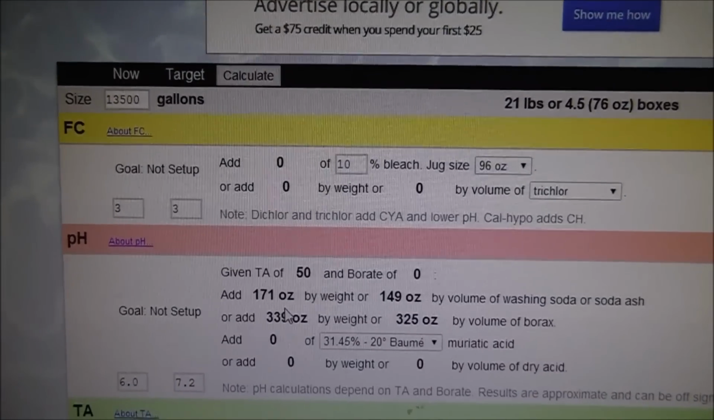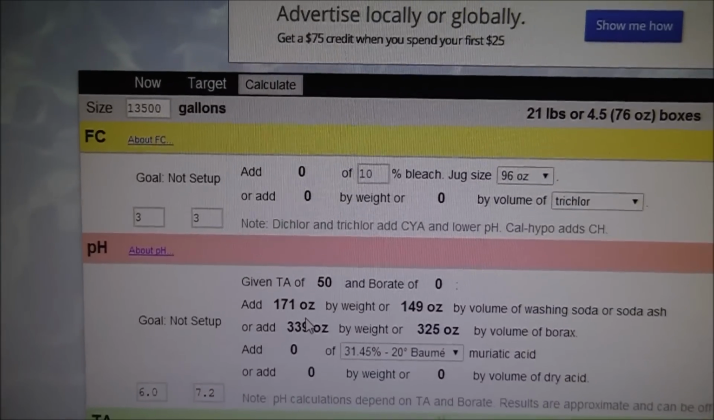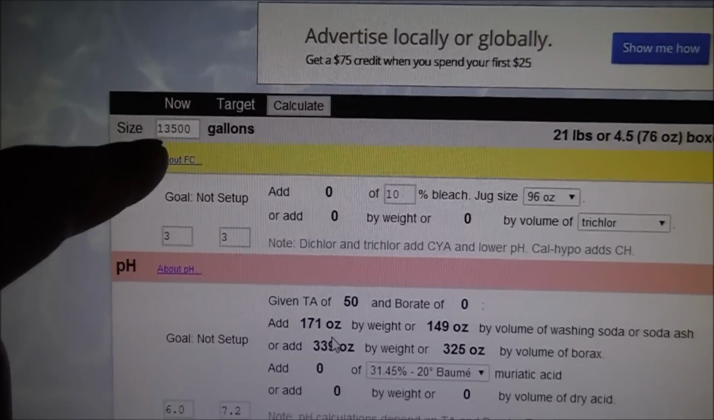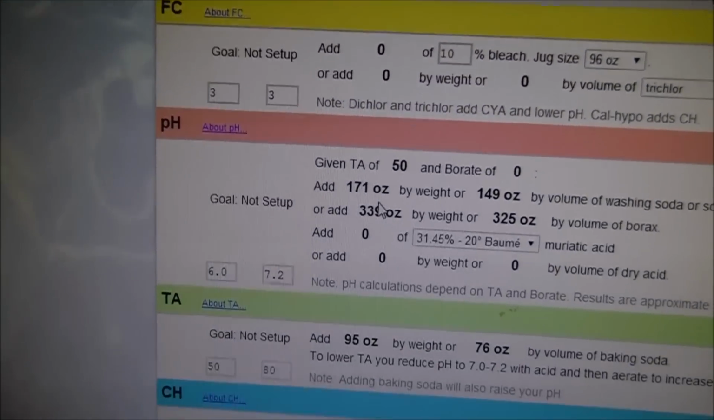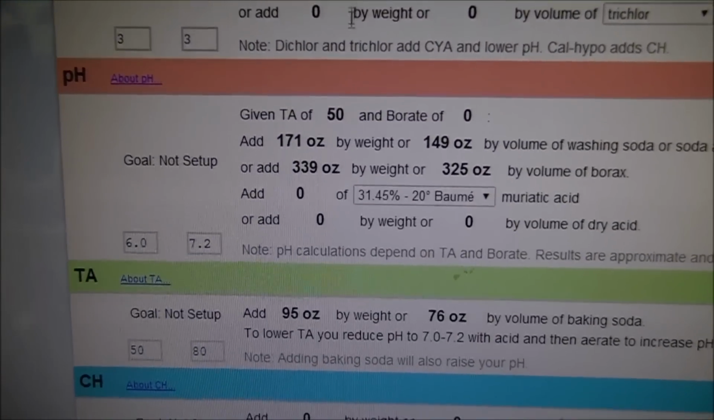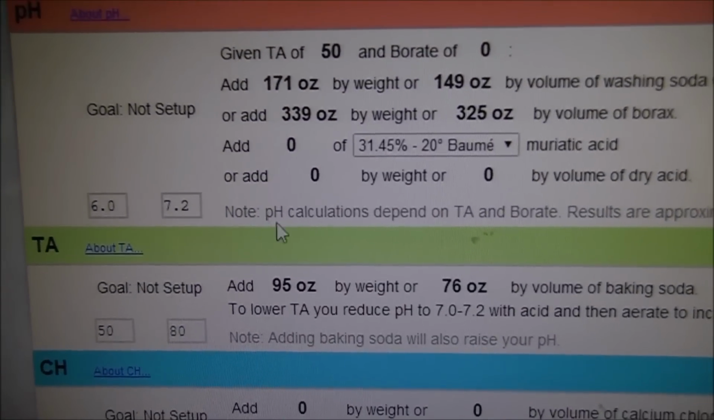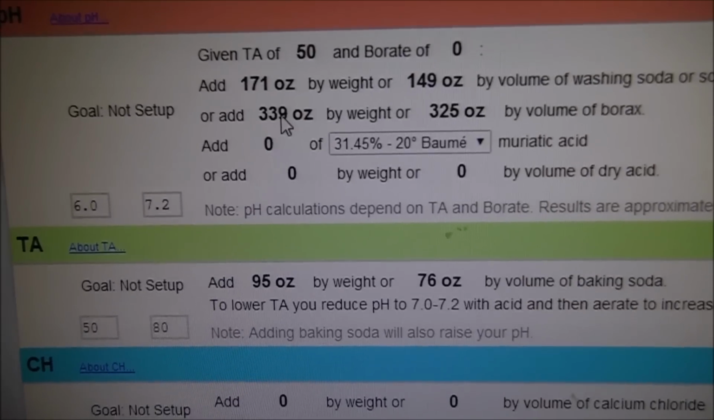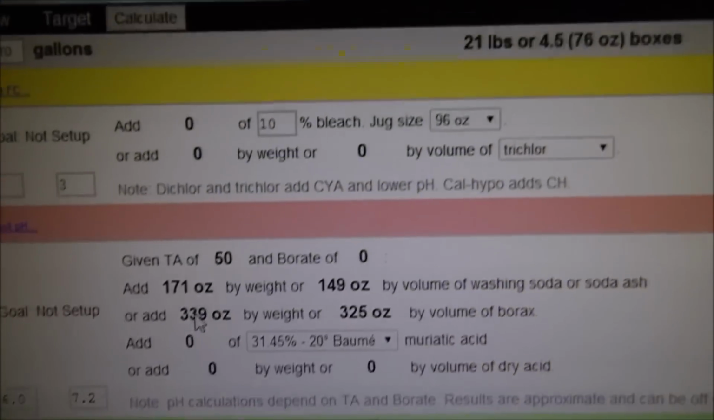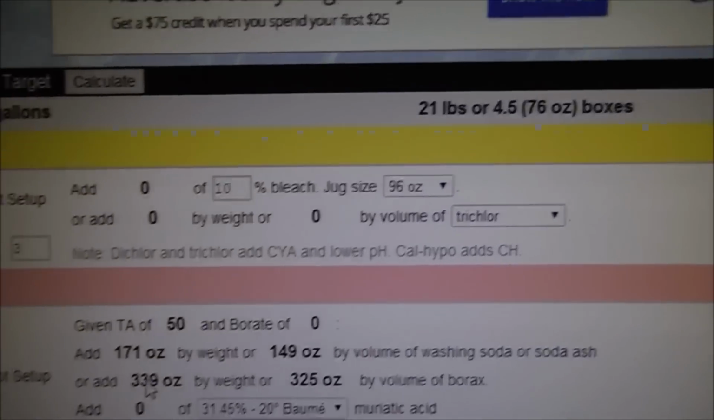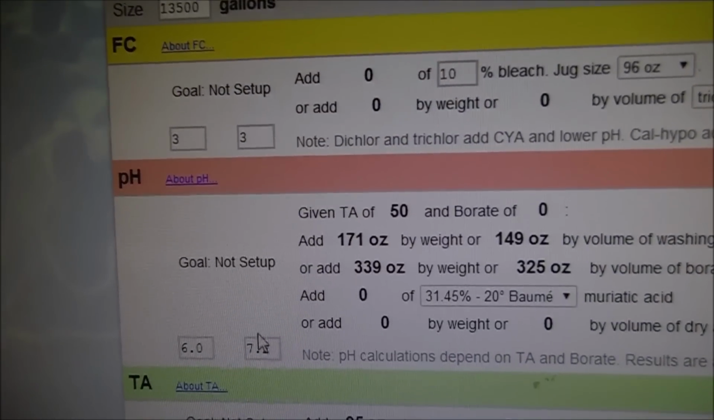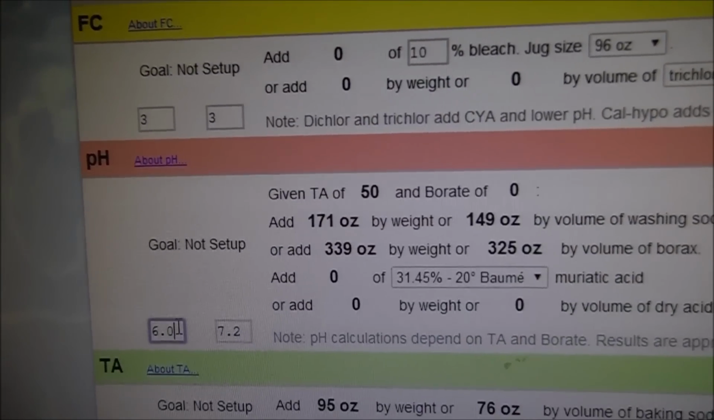After the 5 pounds of soda ash, I have some numbers that I can actually plug into the pool calculator. 13,500 gallons. The pH is about 6.0, I'm going to say, and alkalinity was at 50. So I'm going to add the borax. I'm going to add 339 ounces, which is about 21 pounds. I'm not exactly sure. The pH is at 6.0. Could be just slightly higher.